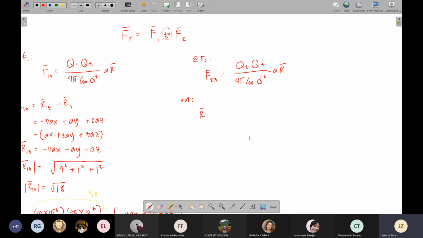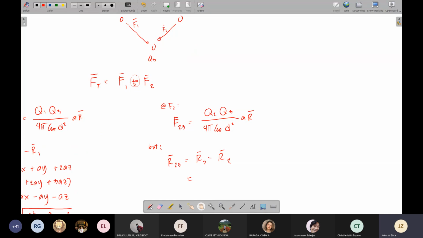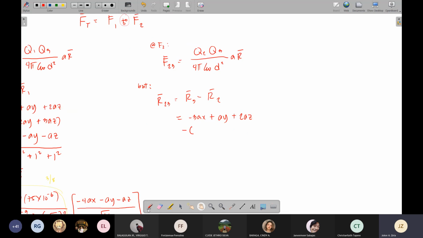Therefore, okay, anay but save na sad atong buhaton. Solve first for the vector direction. Okay? Vector direction would be from 2 to 3, or that is vector sa 3 minus vector sa 2. Okay, but vector sa 3, take note, is negative 3, 1, 2. So you will have negative 3ax plus 1ay plus 2az minus ang vector sa 2 kay 6, 5, negative 1. So 6ax plus 5ay minus az.